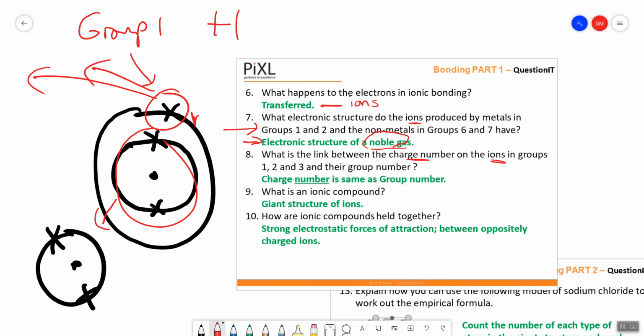Okay, what's an ionic compound? Compound made of ions, ionic bonding. And how are ionic compounds held together? It's these electrostatic forces. When you've got a plus ion and a minus ion, that force between them is a non-contact force. Think about your physics, non-contact force. We call that an electrostatic force. Okay, right, well done.